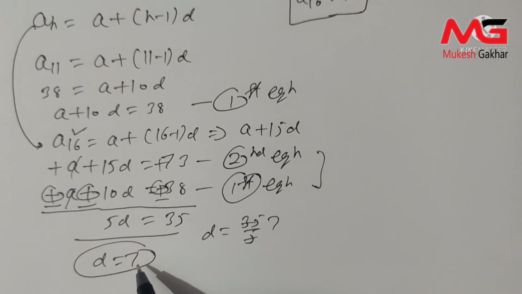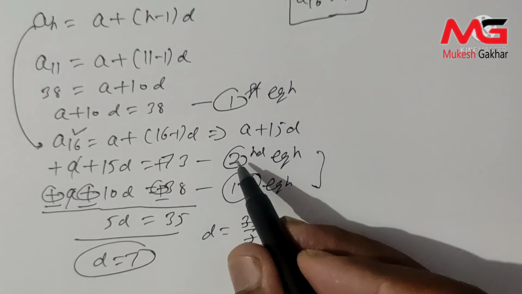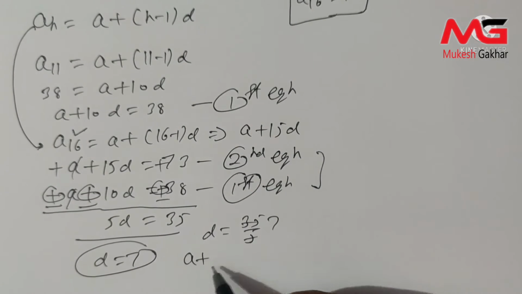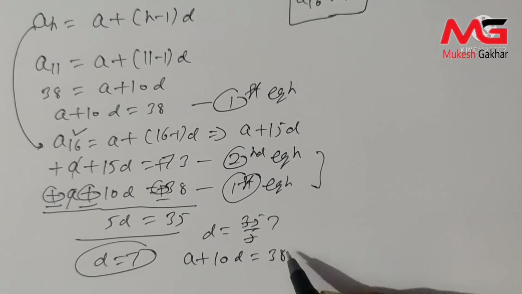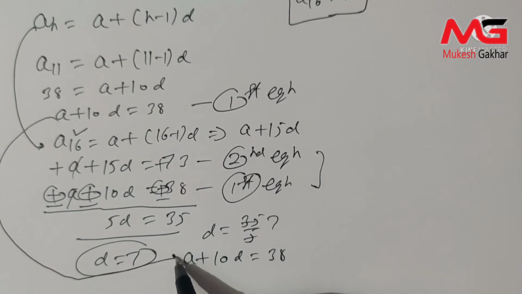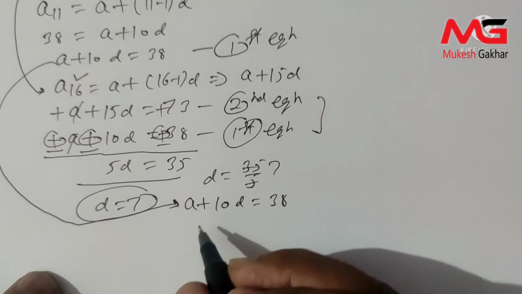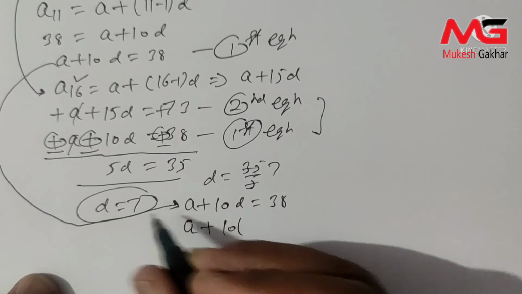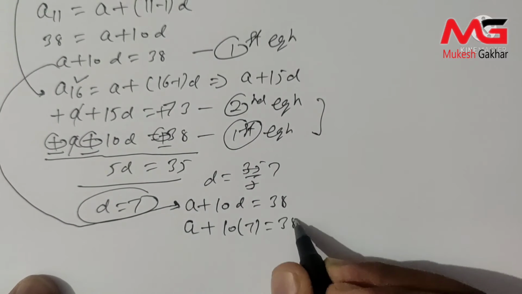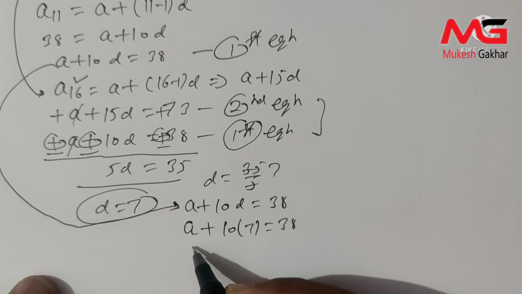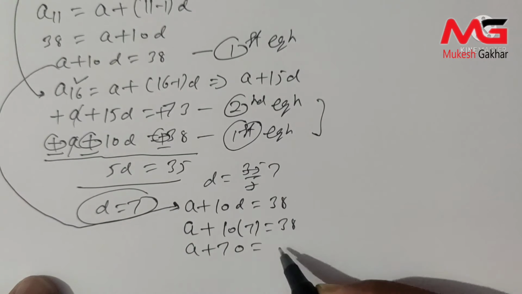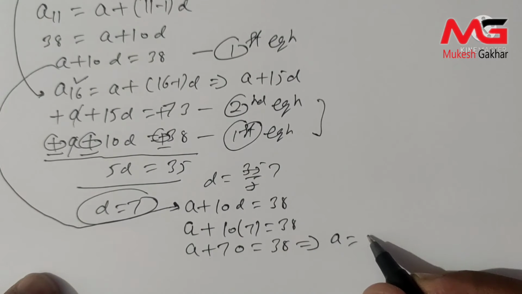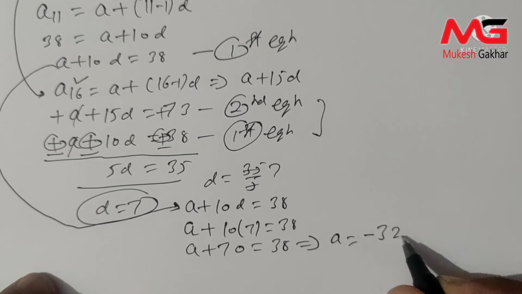Now you can put this value in the first equation or second equation. Whichever equation you find easy. So we are putting here a plus 10d is equal to 38. It is this equation. So the value of a we have to find. The value of d is 7. So it will be a plus 70 is equal to 38. Implies a value will be 38 minus 70. It will be minus 32.